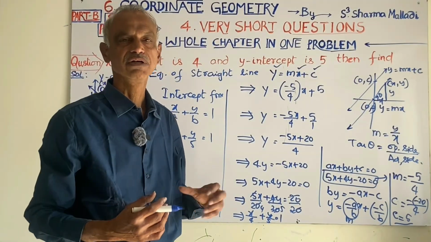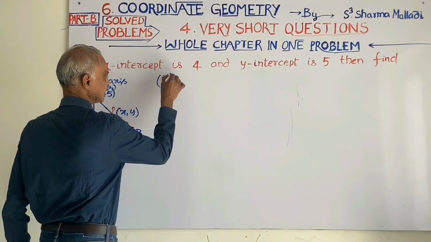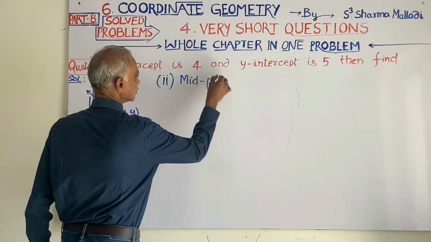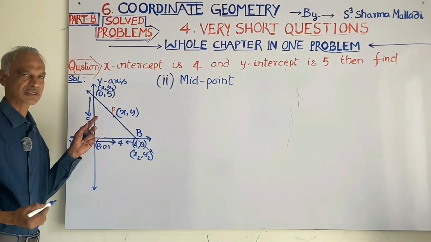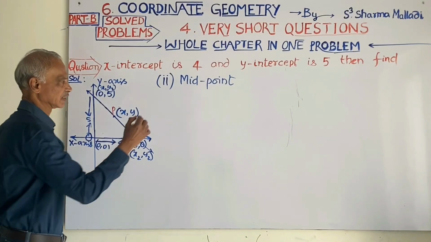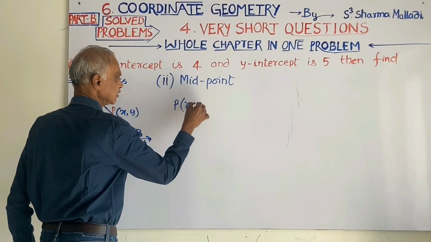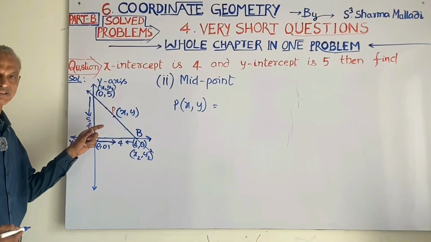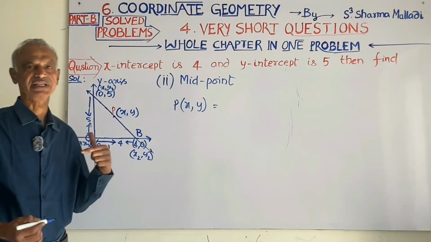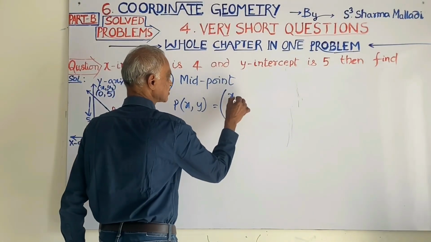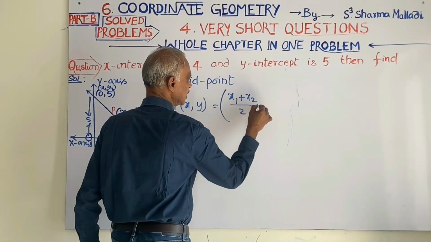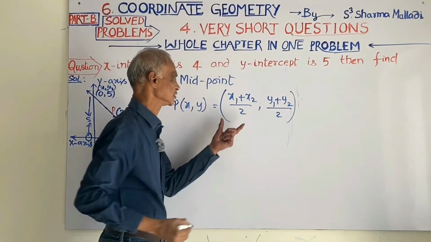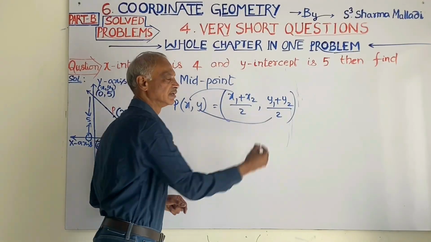What is the another question we have? Find the midpoint. Second question is midpoint. Suppose this is the midpoint P(x, y). What is the formula to find the midpoint of this straight line? x1 plus x2 by 2 and y1 plus y2 by 2. The x coordinate will be x1 plus x2 by 2, comma, y1 plus y2 by 2 is the y coordinate.